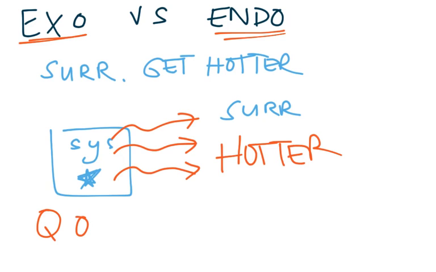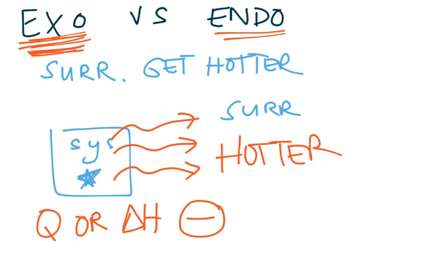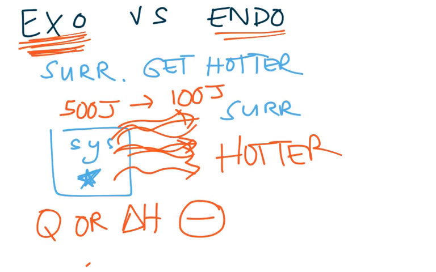So my Q value, that's my heat, or my delta H, my change in enthalpy, those are going to be negative numbers for my exothermic reactions. Logical, because if my system is starting with 500 joules of energy, and then a lot of that energy is leaving, I'm going to end up with less. So it is a negative change in enthalpy. If I go from 500 to 100 joules, to calculate my change, I do what I ended with minus what I started with. So we make that a negative value.